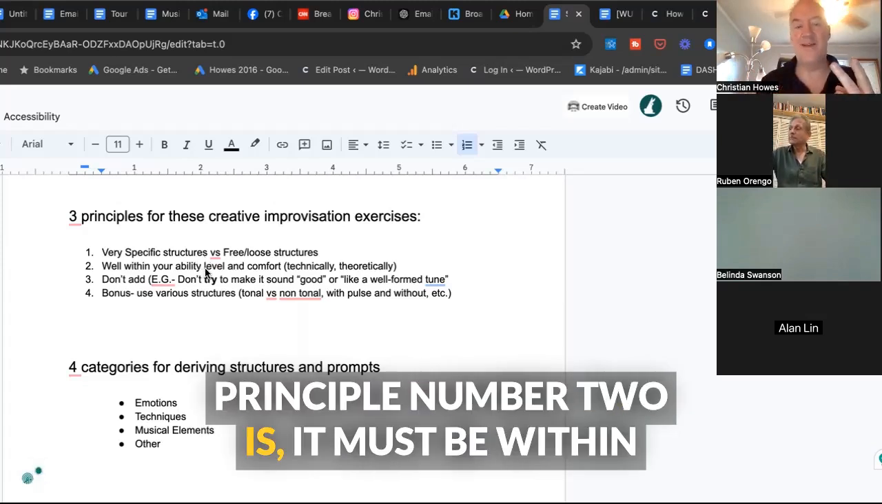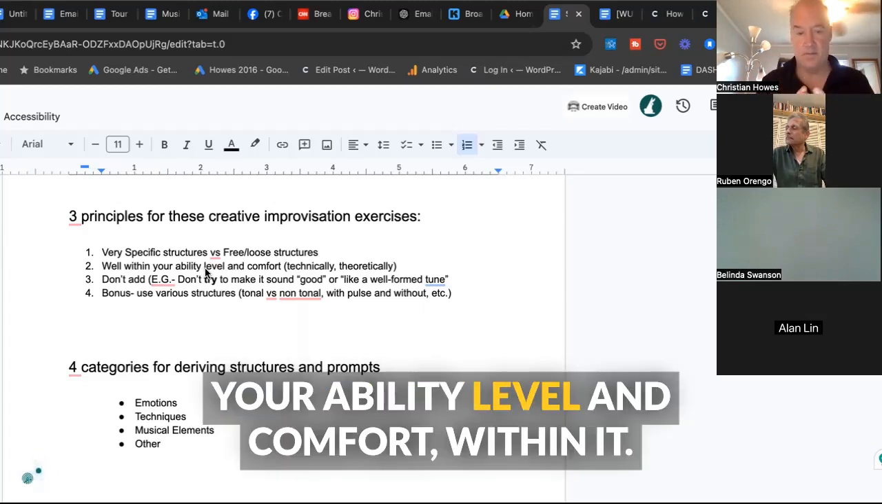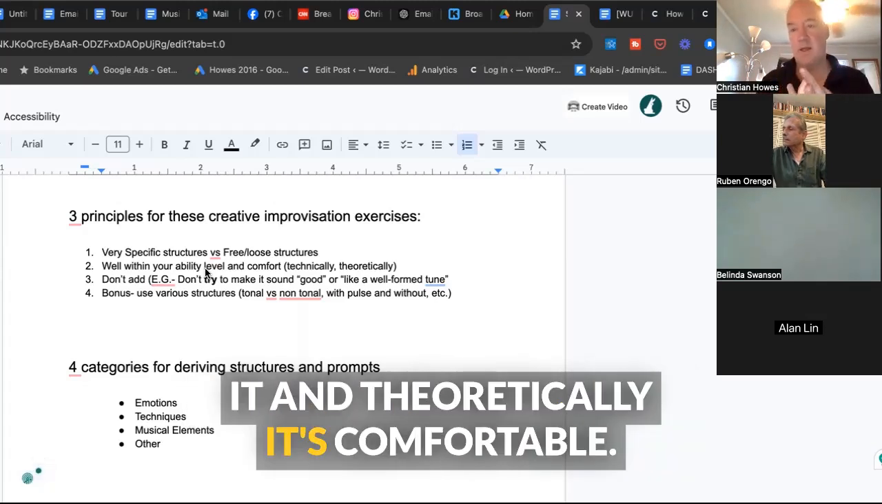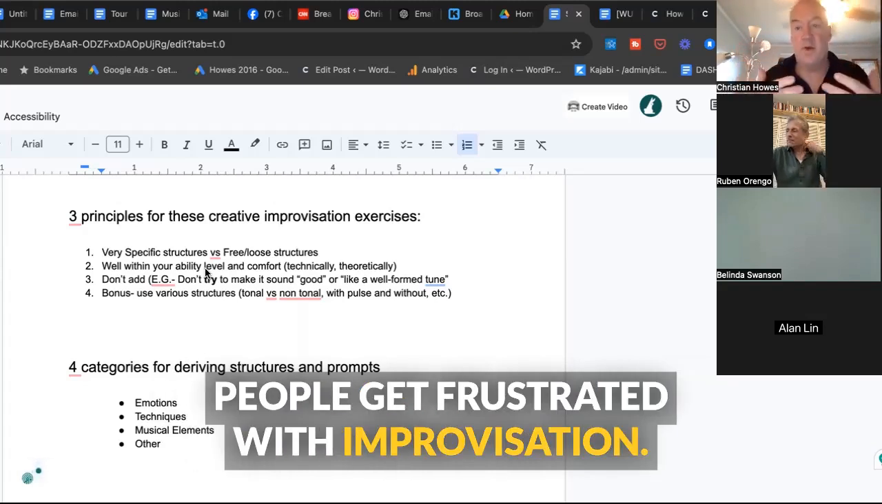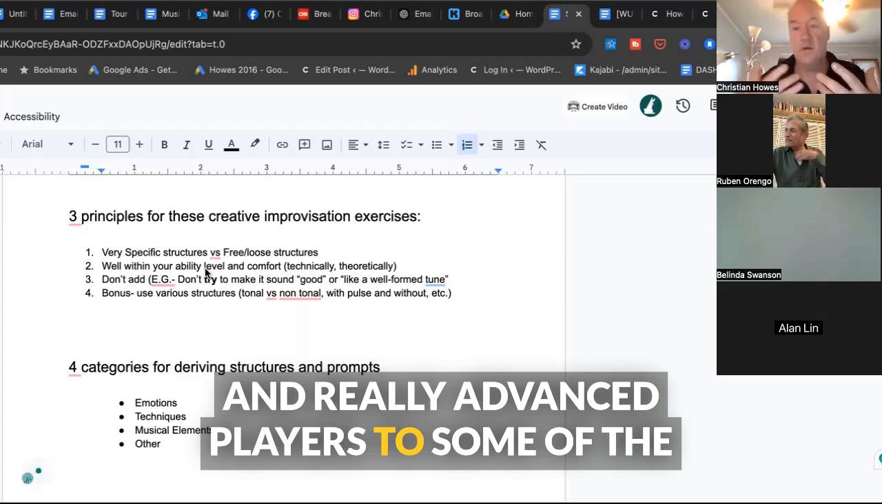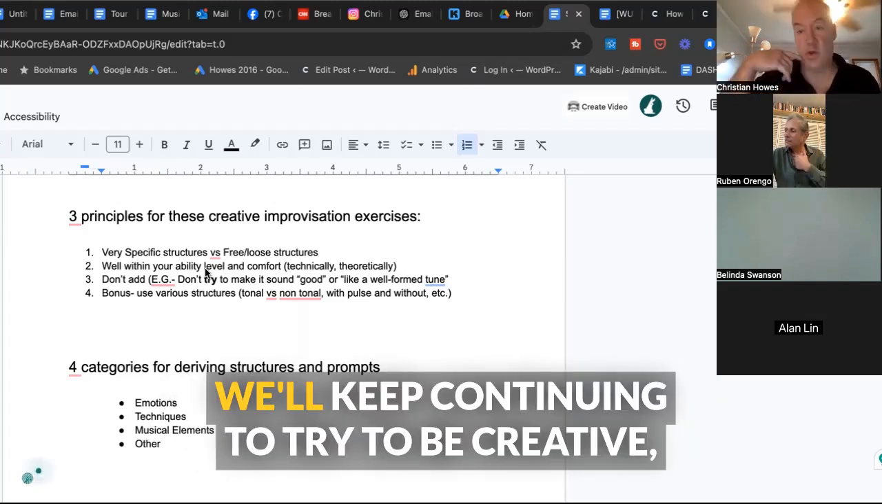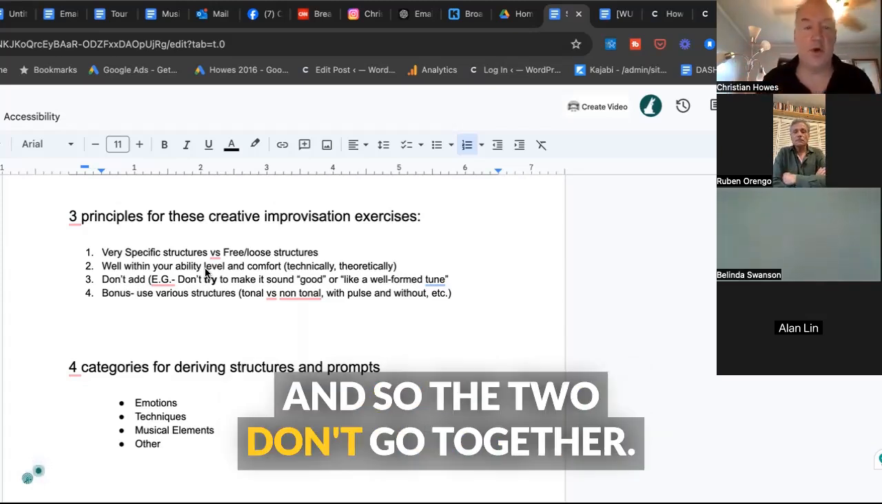Principle number 2 is it must be within your ability level and comfort with it. That means technically you can do it and theoretically it's comfortable. This goes to the heart of why I think so many people get frustrated with improvisation, and really advanced players too. Some of the really advanced people I work with closely will keep trying to be creative in a context where we haven't learned it well enough yet. And so the two don't go together.